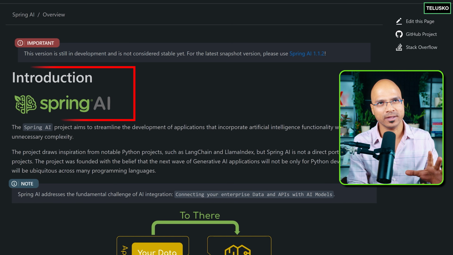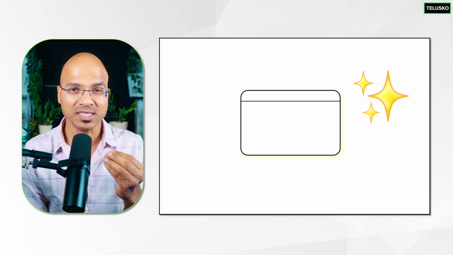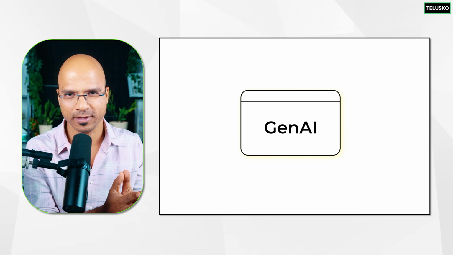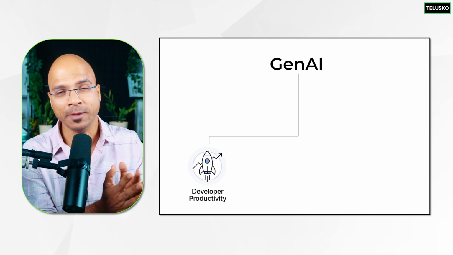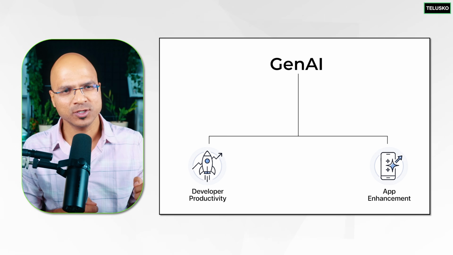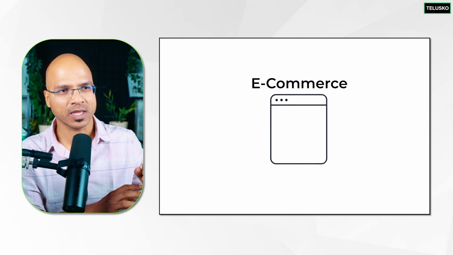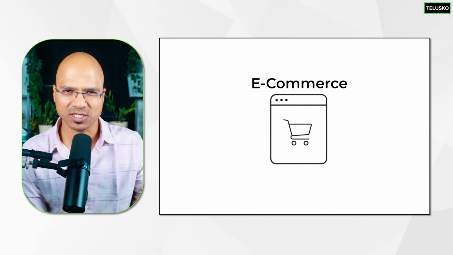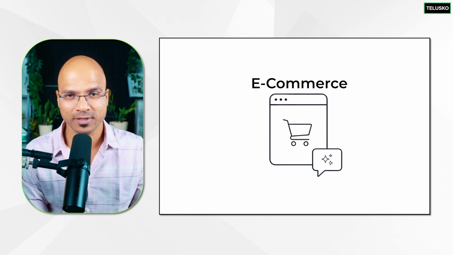Now see, we are living in the AI era, so whatever application you're building, you basically have to enhance it with the help of AI capabilities. There are two things with Gen AI. One is how you use AI tools to improve your productivity, and second is how you enhance your application. Let's say you are building an e-commerce application. On the user side, if they are buying something, maybe they want some suggestions, maybe they want to talk to a chatbot, so AI should be able to help them.